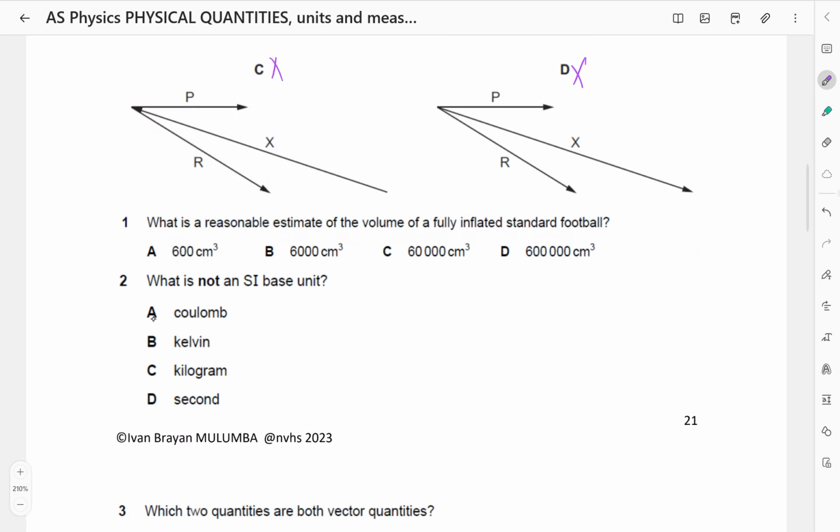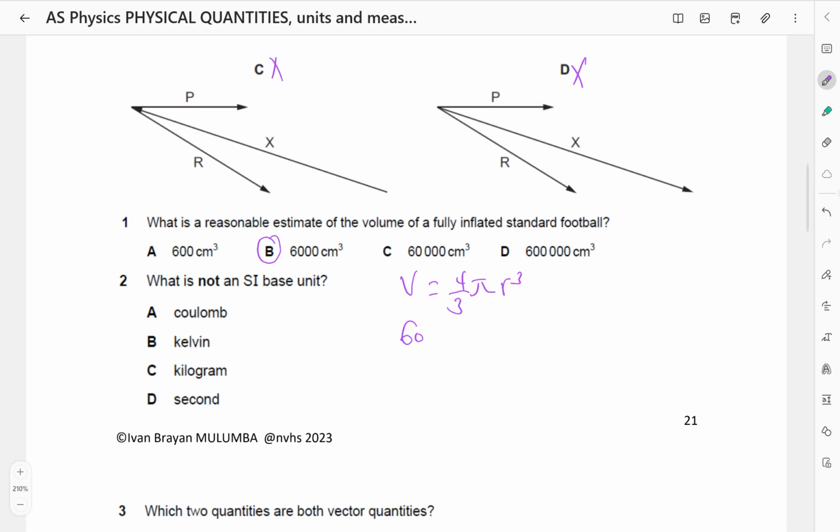What is a reasonable estimate of the volume of a fully inflated standard football? Fully inflated, that is when it has been pumped to the fullest. And I think the answer here is most likely going to be B. We can check by estimating. We know that the volume is going to be 4 over 3 pi r cubed. We are going to estimate the radius using these volumes. I will check B. You can check the rest.